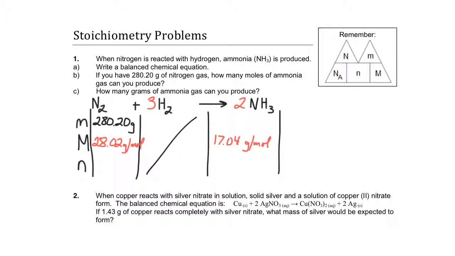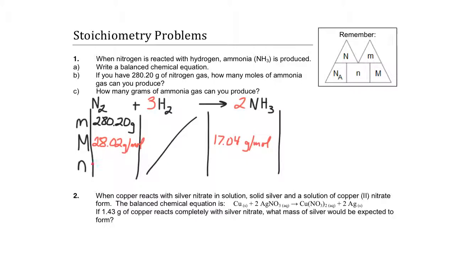So I'll start by filling in my molar masses. So for nitrogen, that's 2 atoms of nitrogen. Each nitrogen has a molar mass of 14.01 grams per mole, and I have 2 of them, so that's 28.02 grams per mole. If I look at ammonia, in the formula there's 1 nitrogen and 3 hydrogens, so 14.01 for nitrogen, and then 3 hydrogens, each at 1.01, gets me a total of 17.04 grams per mole for ammonia.